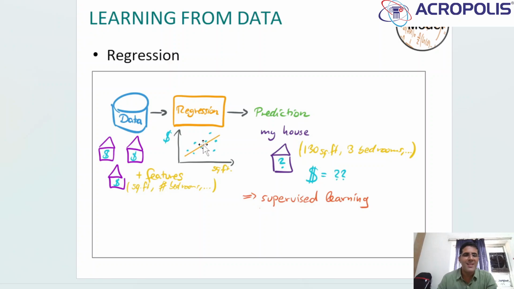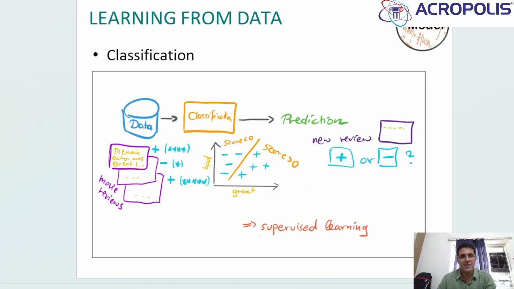This straight line will fit in such a way that the difference between the actual values and the predicted values should be minimum. This difference can be calculated on the basis of, I must say, Euclidean distance or any other kind of distance that you can go for, right? So in this way, regression.